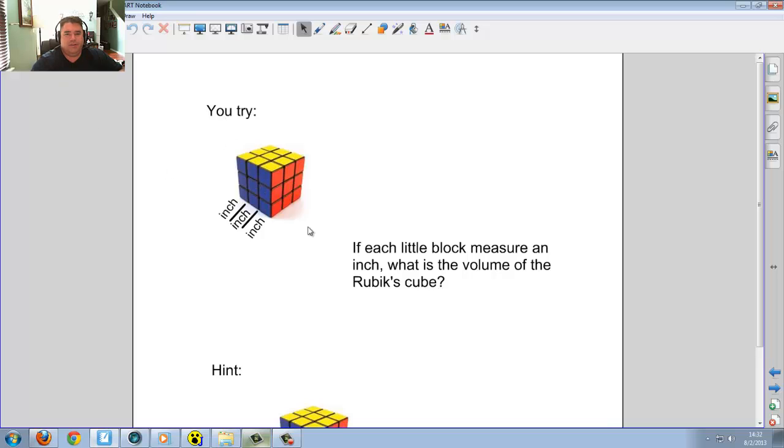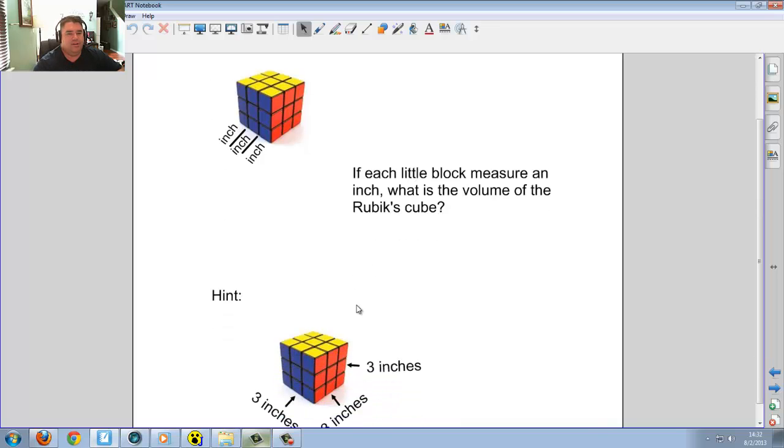Now you try to take a Rubik's Cube. Let's say each little space was an inch. We'll say it's a larger Rubik's Cube. If each little block measures an inch, what is the volume of a Rubik's Cube? Hint with this, an inch each means 3 inches. It's going to be 3 inches by 3 inches by 3 inches. So go ahead, give it a guess.